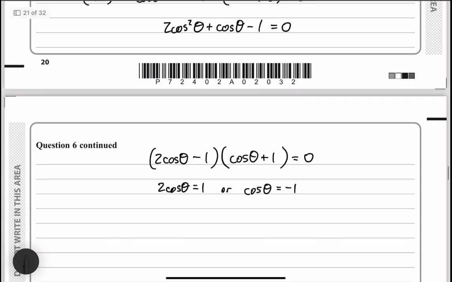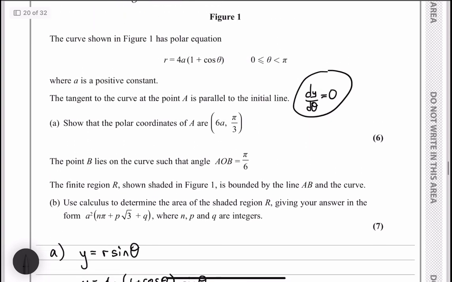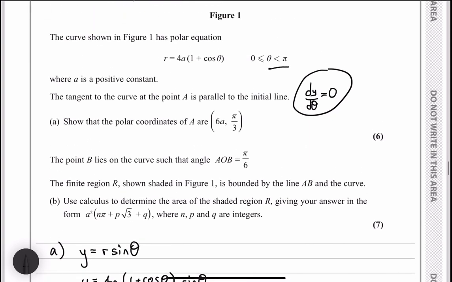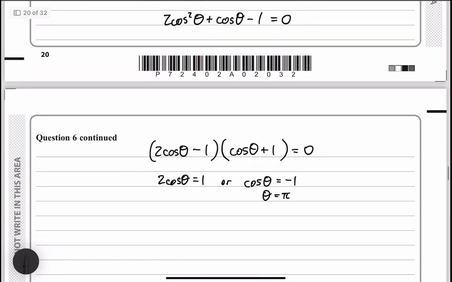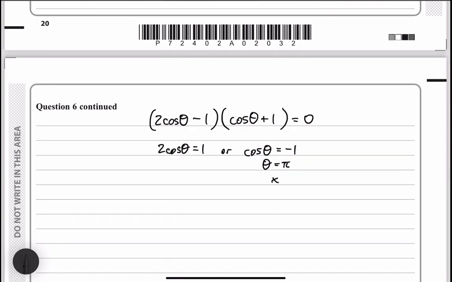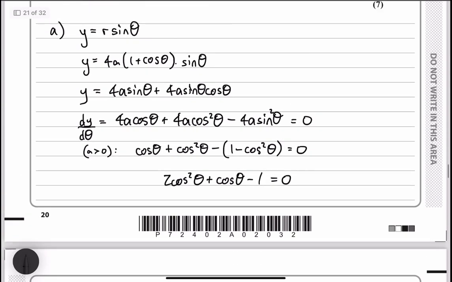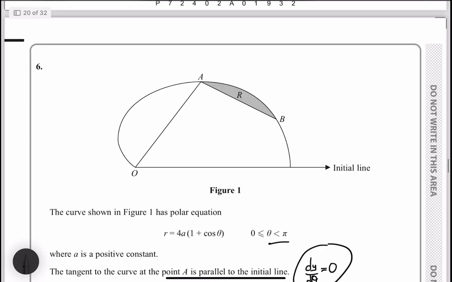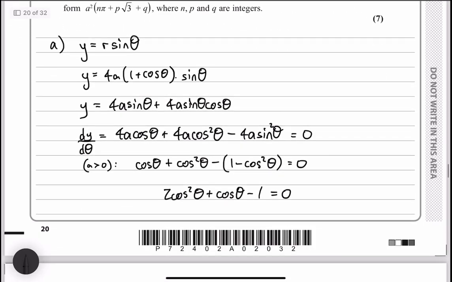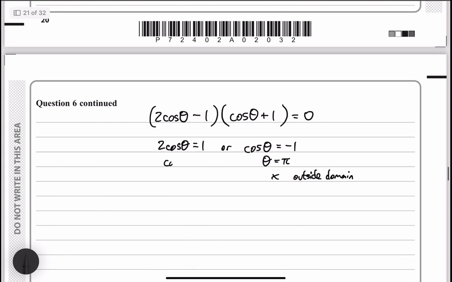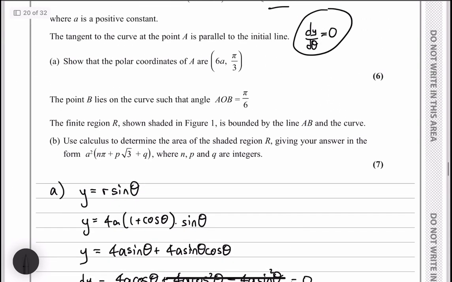Now if cos theta equals minus 1, then theta equals pi, but we had a limit, and the limit said no pi. So this is not one of the solutions. This is outside the domain. And if you look at the graph, it's obviously not the point A. And the other option, cos theta is equal to a half, gives theta as pi by 3. Is that what we were expecting?